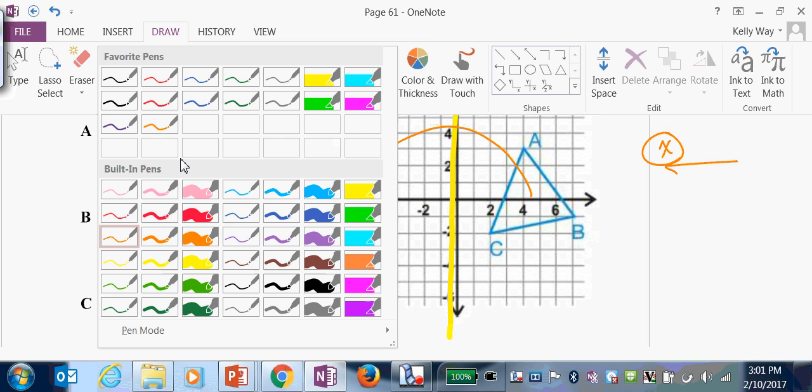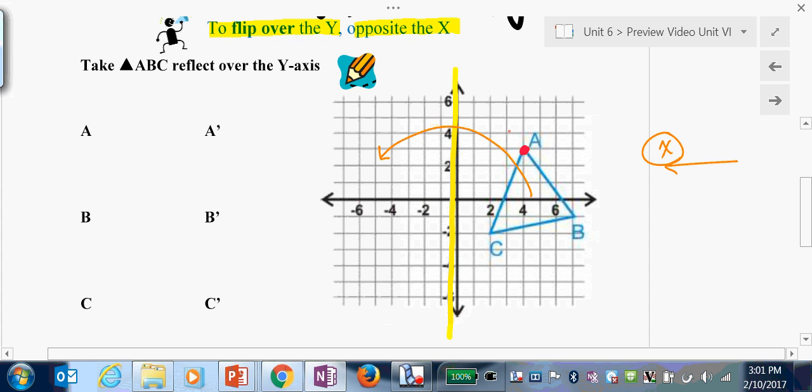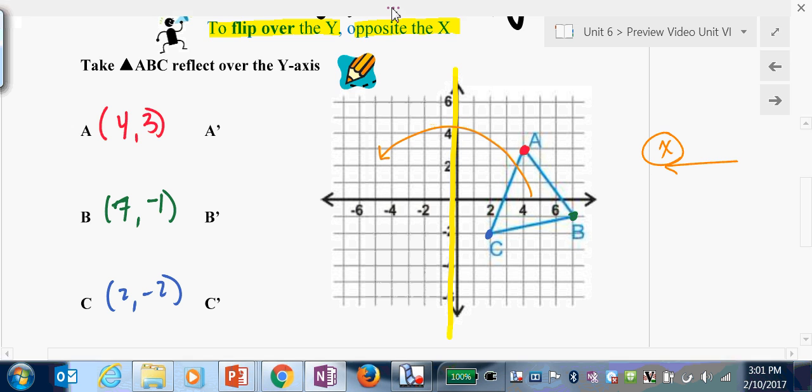Let's get our ABCs again, and we're going to be keeping the same ones, so pretty soon you'll have these memorized. A is 4 and 3. And then we have B at 7 and -1. And C is at +2, -2. To flip over the Y, we opposite the X. So you just take all your X coordinates and opposite them. So that's now -4, +3.